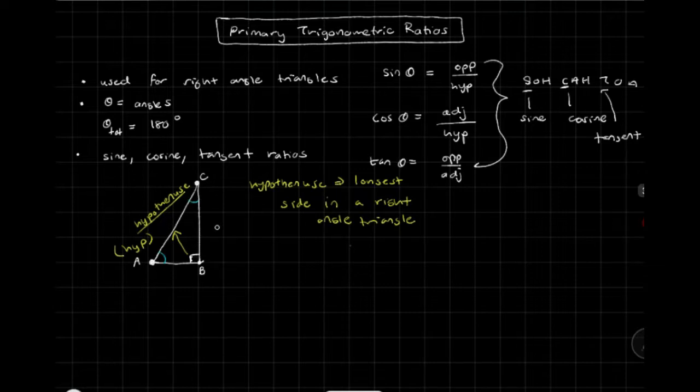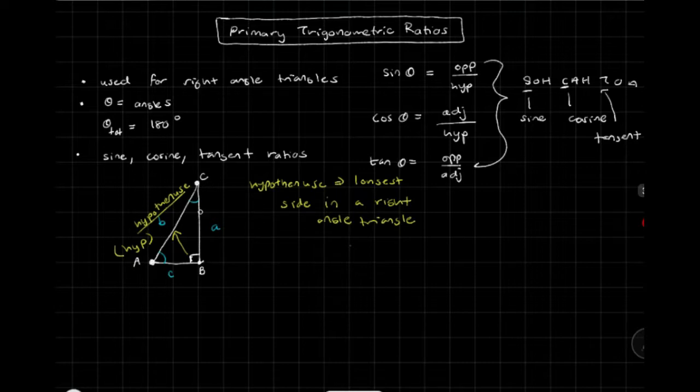Opposite of each angle is a respective side length. So this is side length A, this is side length C, and this is side length B. And we represent side lengths using lowercase letters. We use capital letters for angles and vertices. Okay.